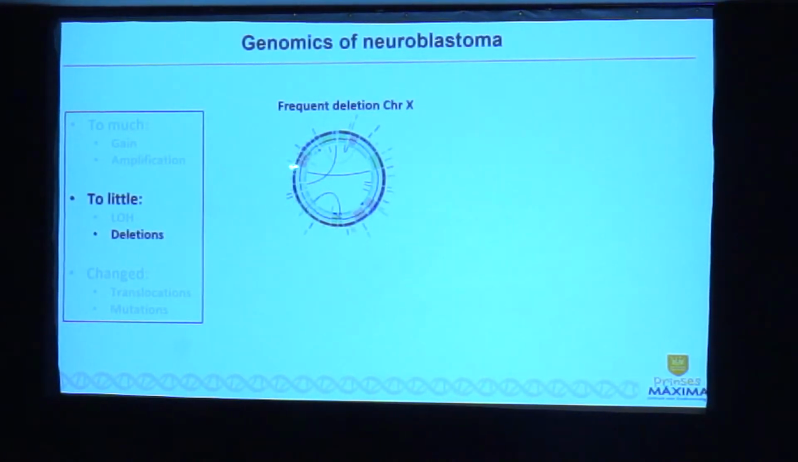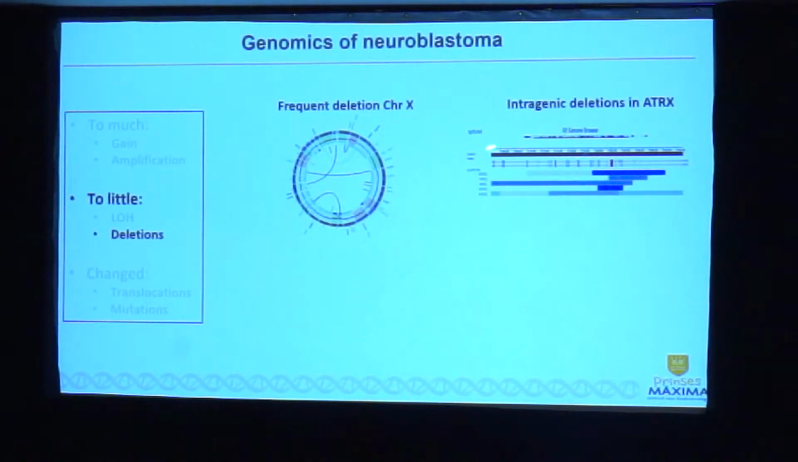You can't see it, but it's located here on chromosome X. You can see there's one copy lost of chromosome X, and there's something small happening there. And when we focus on that region, we see that these small deletions occur, and they occur in several tumors, and they occur in the ATRX gene. And thereby they inactivate the ATRX gene.